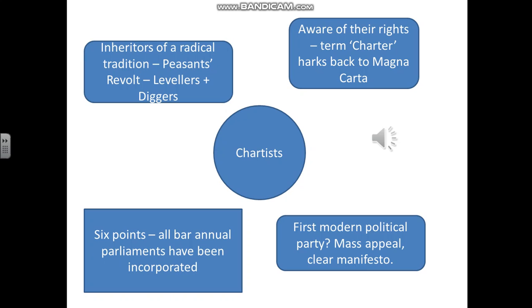And they wanted the secret vote or the secret ballot. Before, you used to stand behind the candidate you wanted to vote for. Now clearly again you could be intimidated or bribed. With the secret ballot that can't happen. And the secret ballot, when you put your vote in a ballot box, came in 1872.